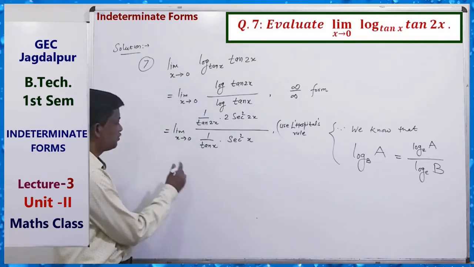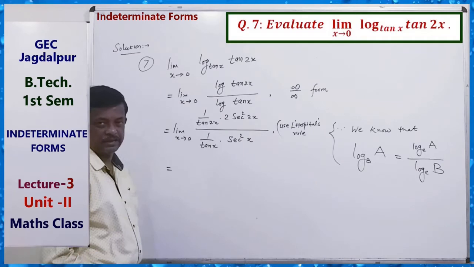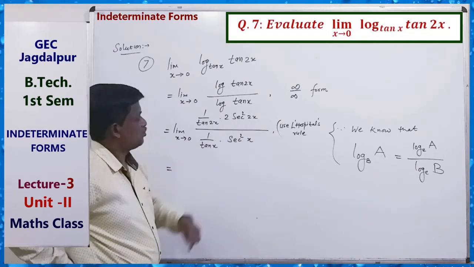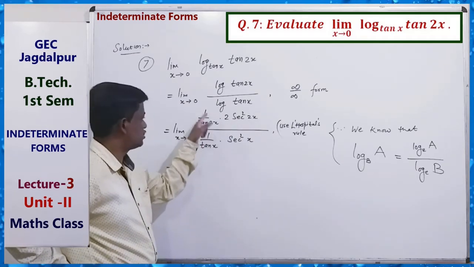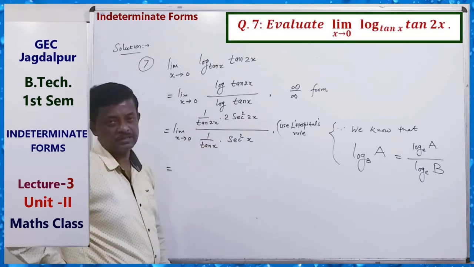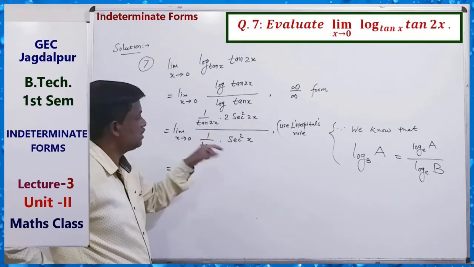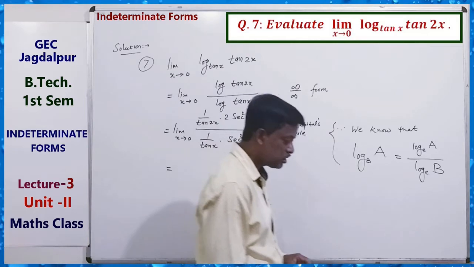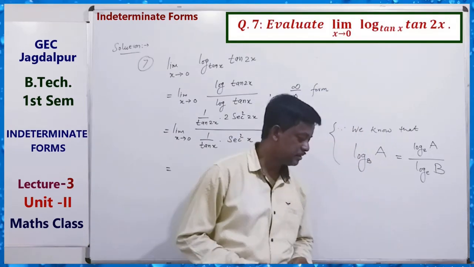So from here we can see that sec square x sin by cos, one cos can cancel, cos 2x by cot x becomes cot 2x by cot x, cot 2x by what? Cot x.